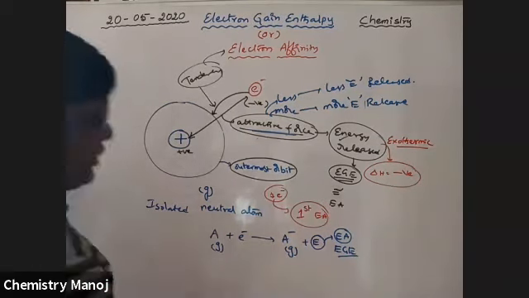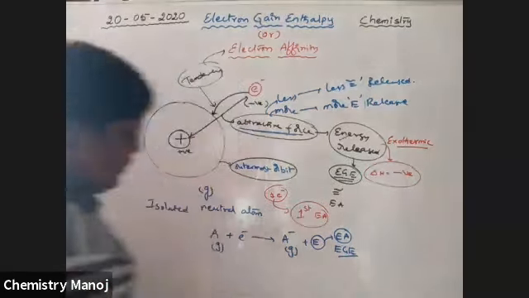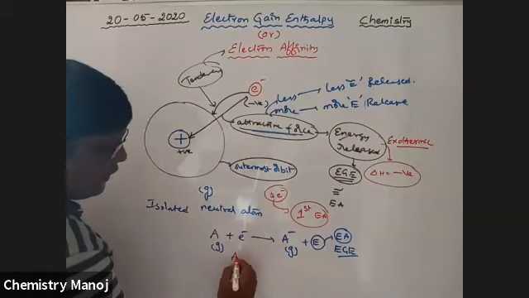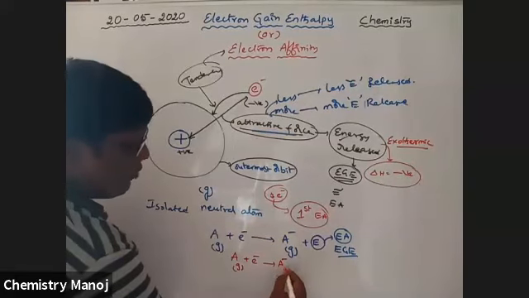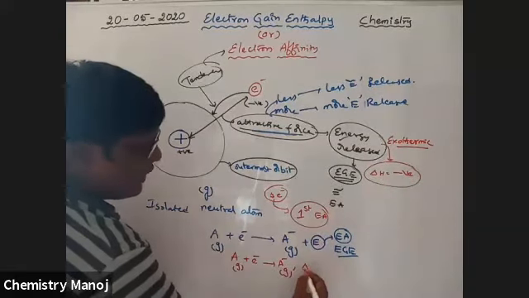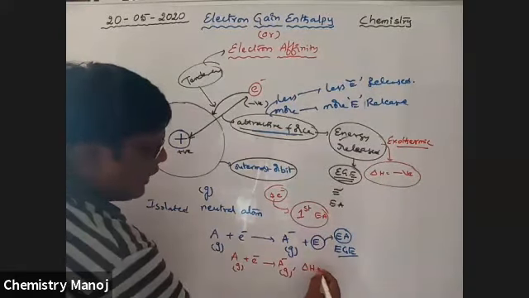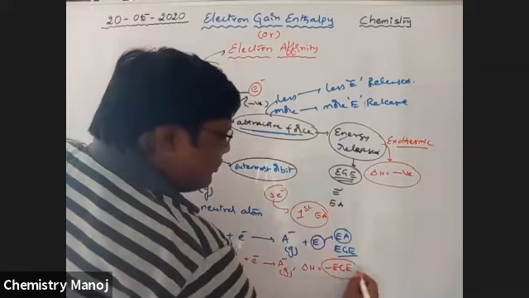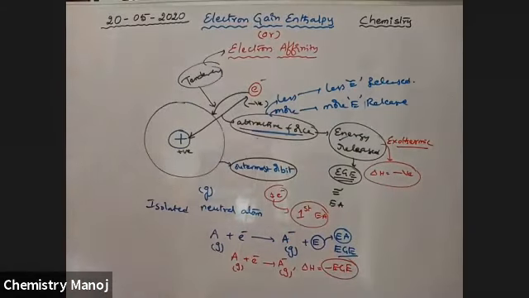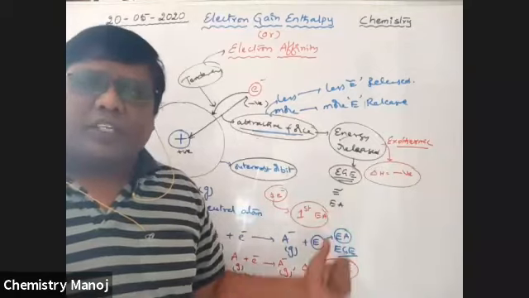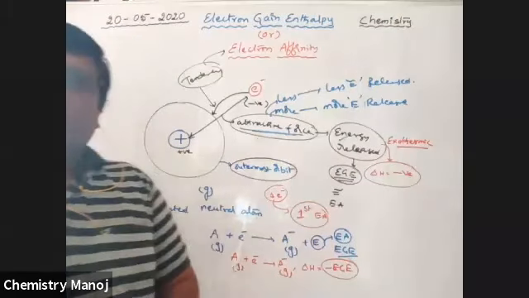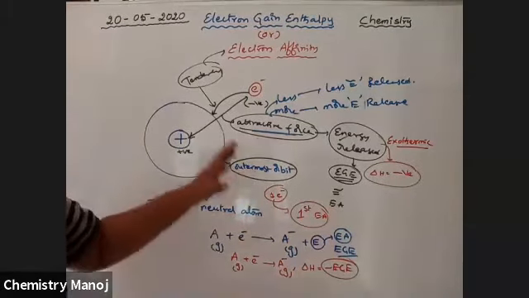Okay, the same equation I am going to write like this. A in gaseous state plus an electron gives A minus in gaseous state. Now the energy in terms of delta H is equal to minus A. This is called electron gain enthalpy, and it is very, very important. If you write the delta H terms, it should be negative because it is an exothermic process. Whenever a process is exothermic, delta H should be negative. So these are electron gain enthalpy.